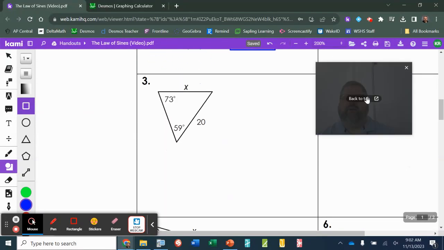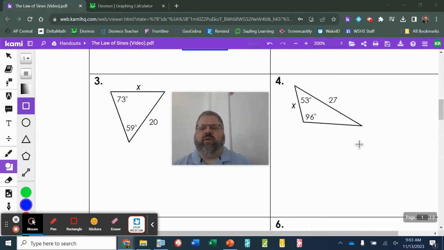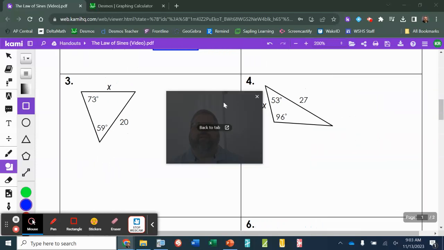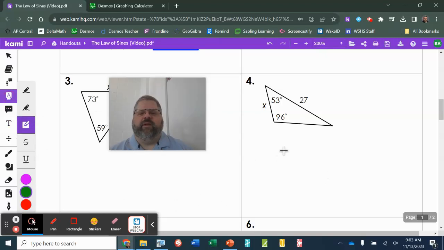Now, sometimes if we go to number 4 from the handout today, they're not going to give us all of the information we need, but we can still use the law of sines to find the missing side. What I mean is, we've got the side labeled 27 and it's opposite of the 96 degrees. However, when I look at the side labeled x, I'm going to see that it is opposite of an unknown angle. They don't give us what this angle should be down here.